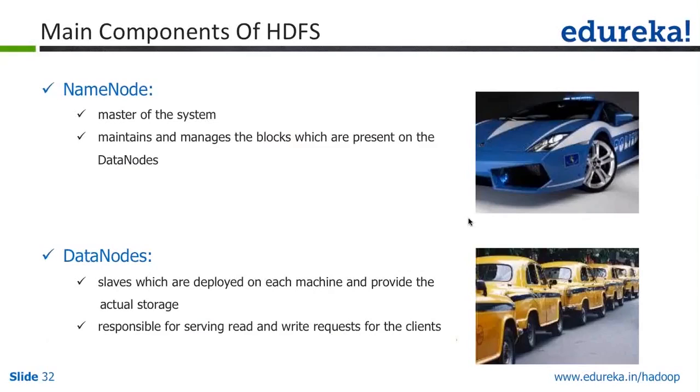Let's look at the name node and a data node, and a lot of questions about failover will be answered here. So the name node, as you can see here, is, can you identify this car, guys? Everyone can identify this? Okay, a lot of people have been able to identify it, it is a Lamborghini. Now a name node is like a Lamborghini. It is the master of the system. It maintains and manages the blocks which are present in the data node.